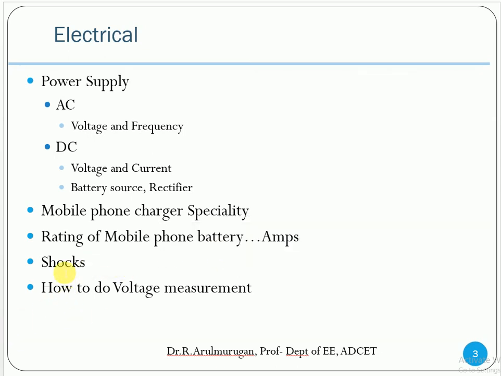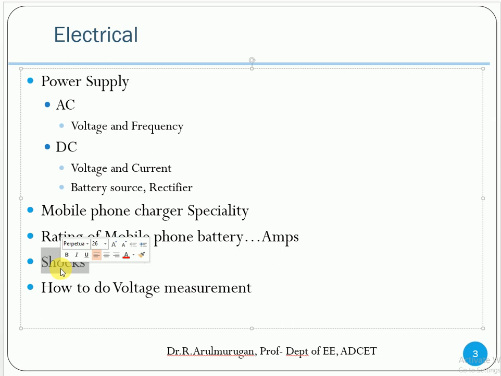Then about the shock. When you touch the power supply, the current passes through you and reaches the ground. Suppose you are standing on wood, then the current does not form a closed circuit, so shock won't happen. Suppose you directly touch the ground, without any shoes, then the current flows to the earth, it forms a closed circuit, and a shock will be produced.